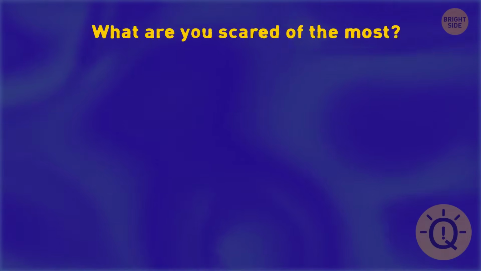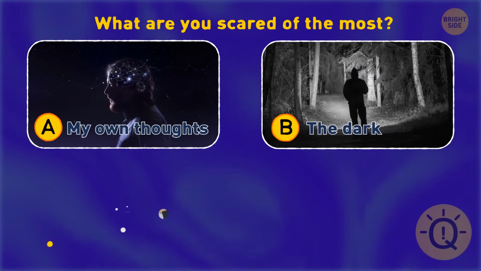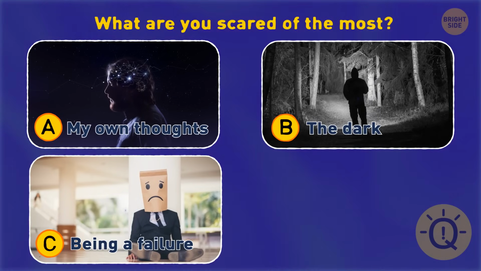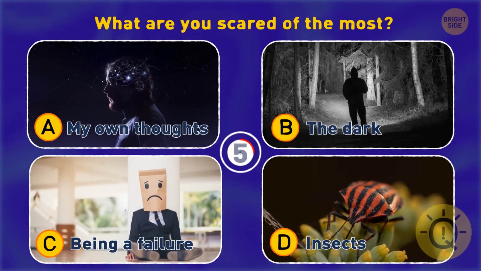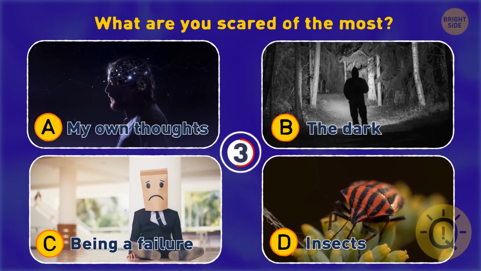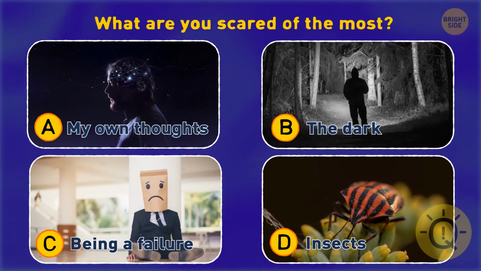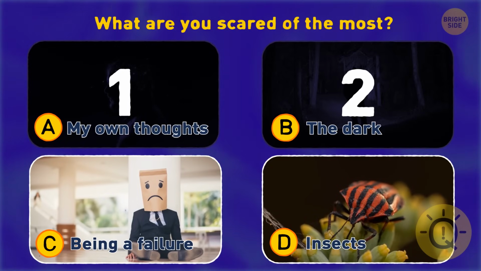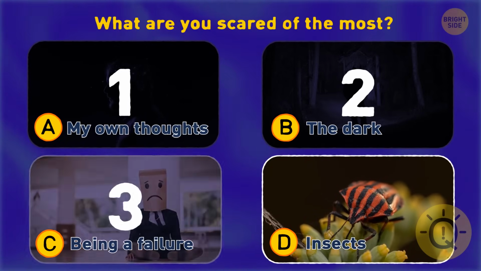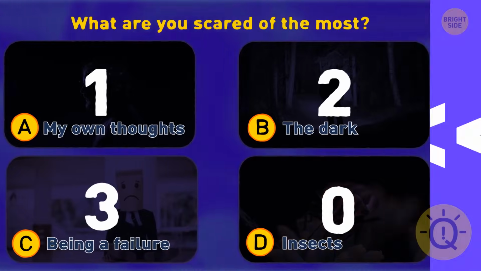What are you scared of the most? My own thoughts. The dark. Being a failure. Insects. Card A brings you 1 point. Option B adds 2 points to your score. If you chose C, add 3 points to your score. And answer D brings you 0 points.